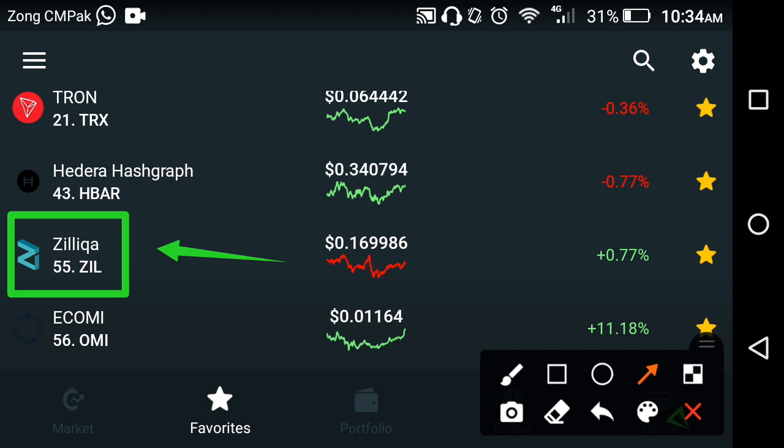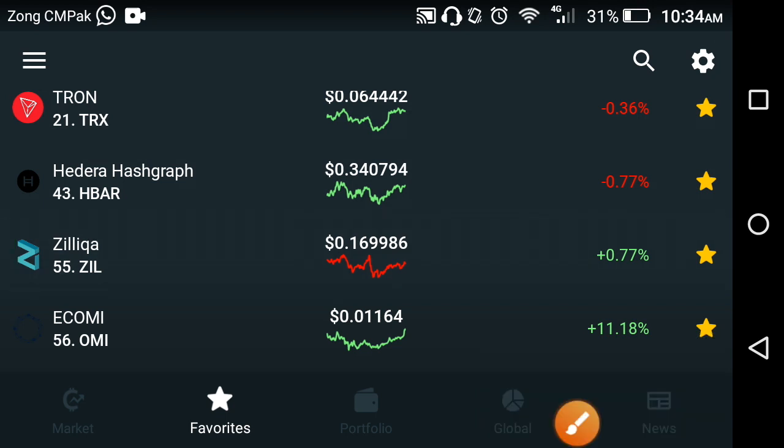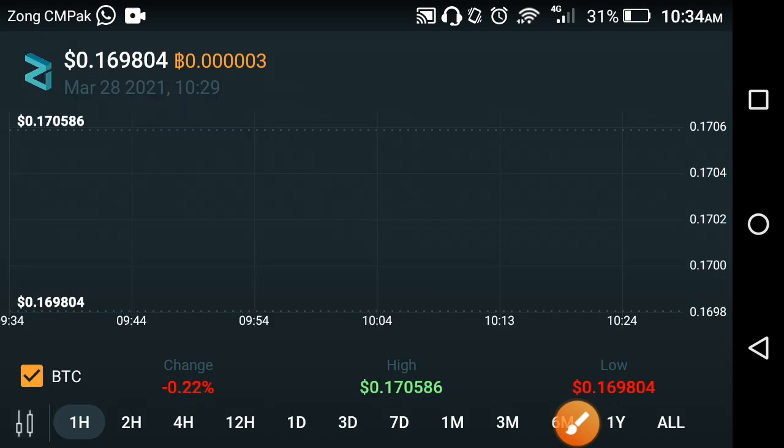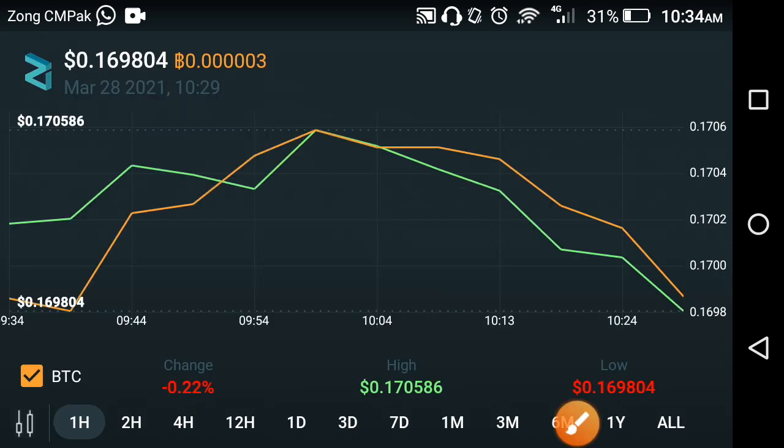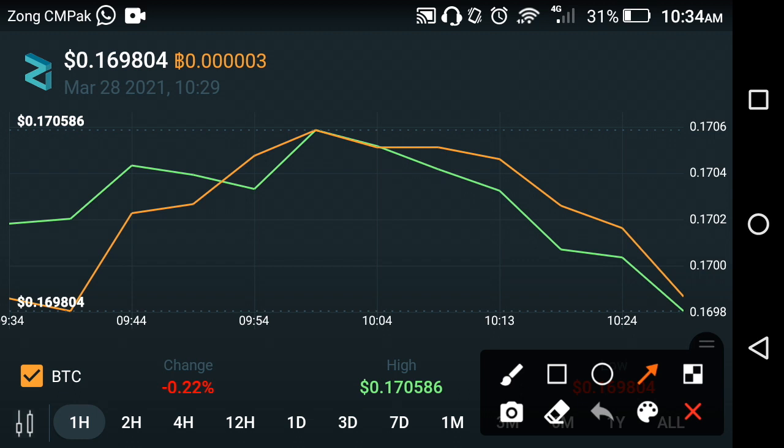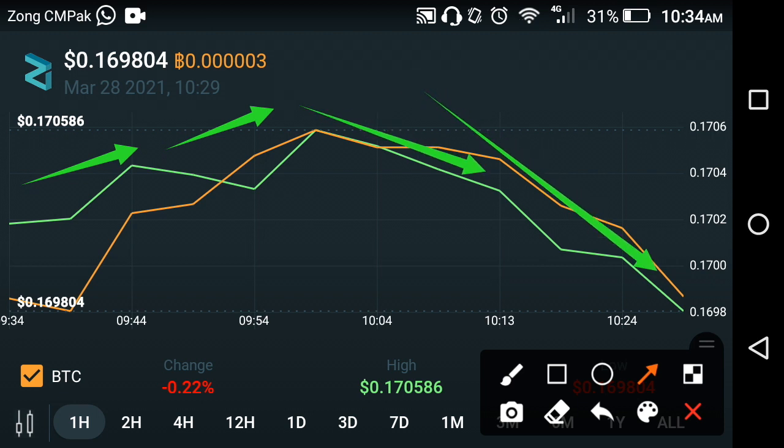Now let's see what changes occurred in the Zilliqa cryptocurrency in the last 1 hour. What changes occurred? Let's see on the screen. As you can see here, first of all we see the chart of Zilliqa cryptocurrencies of the last 1 hour. So it is clear that the Zilliqa cryptocurrencies fall down. It's a falling period of Zilliqa cryptocurrencies, falling very fast. So my suggestion is to sell it and be safe from loss.